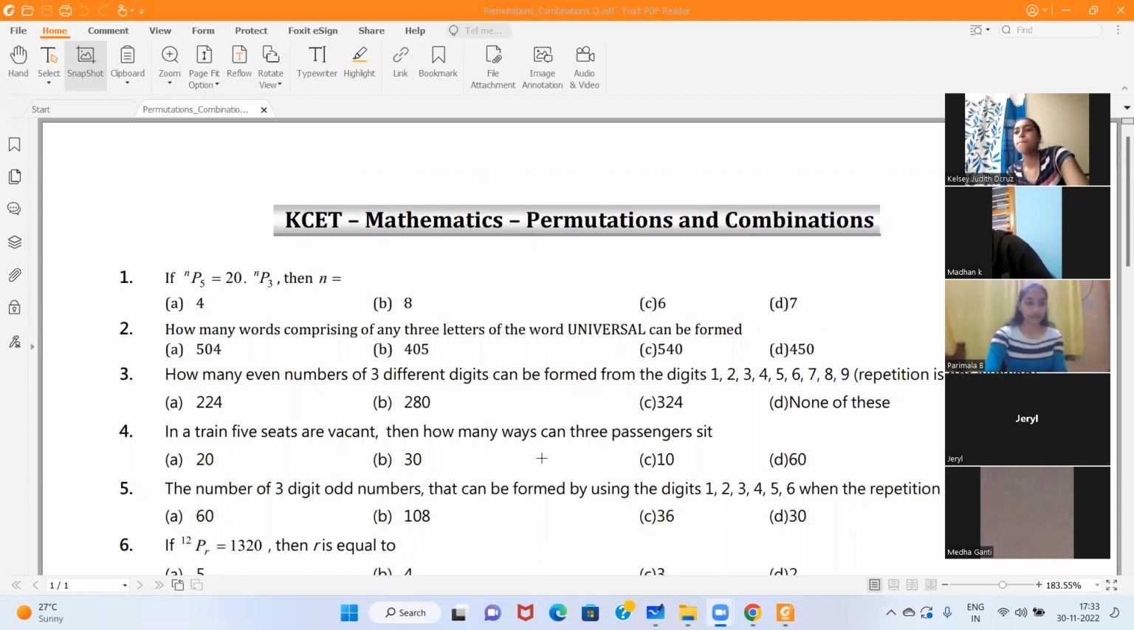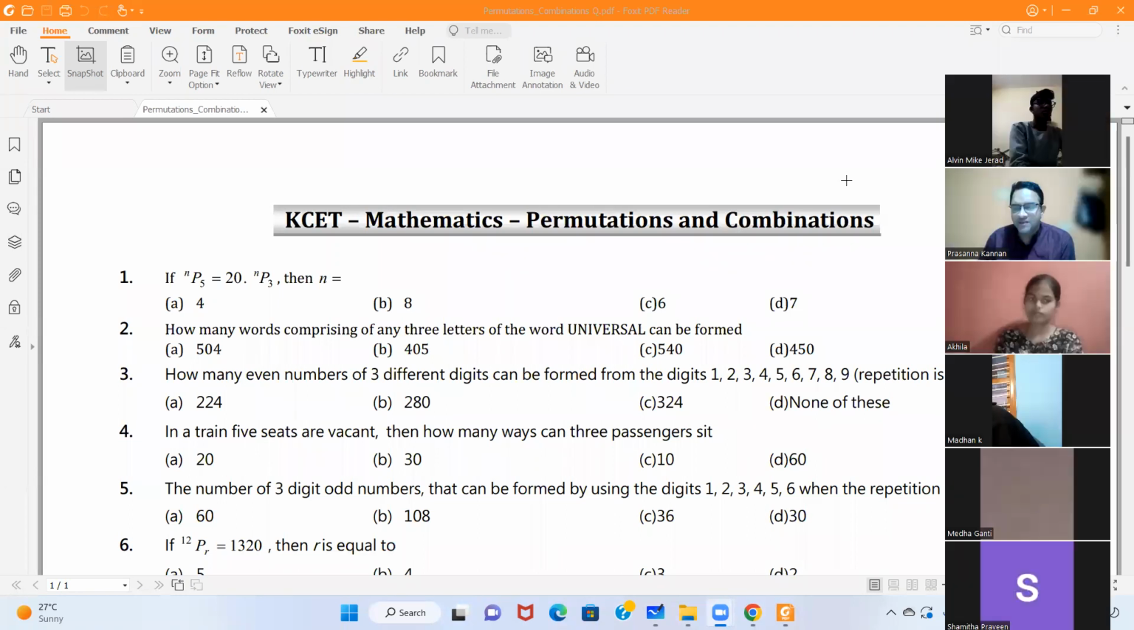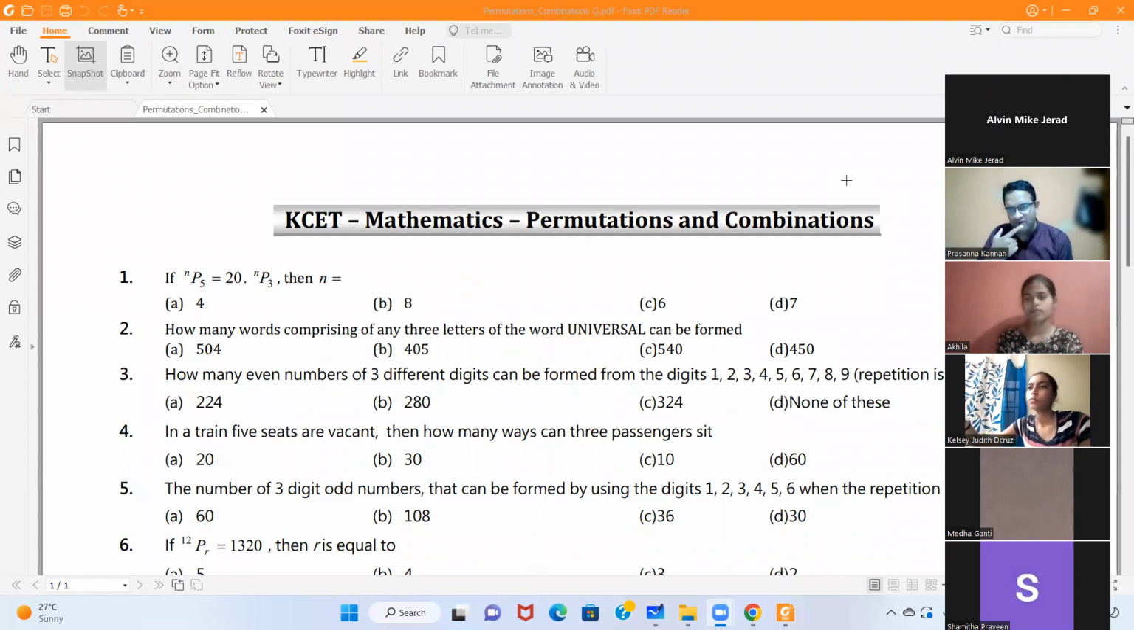How do you identify if a question is based on permutation or combination? Go ahead. If the arrangement conveys a different meaning, then it's a permutation. Yes. In fact, permutation and combination both of them involve one process, right? What is that? Selections. Yes, very good, Kelsey.